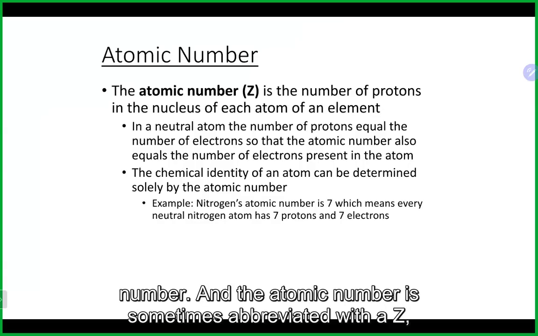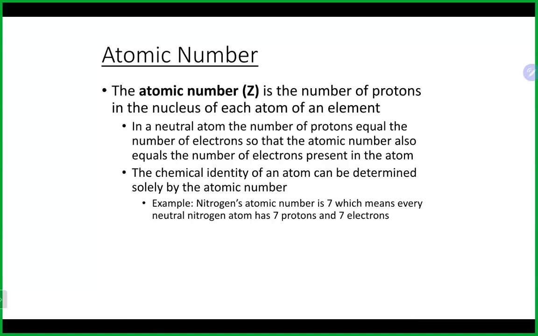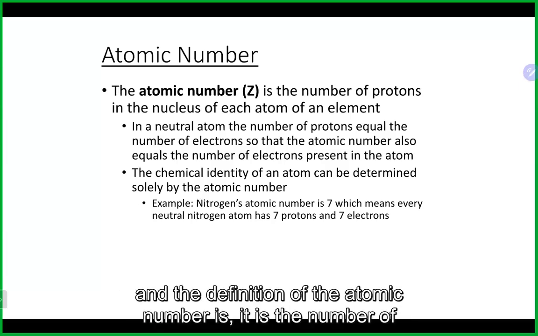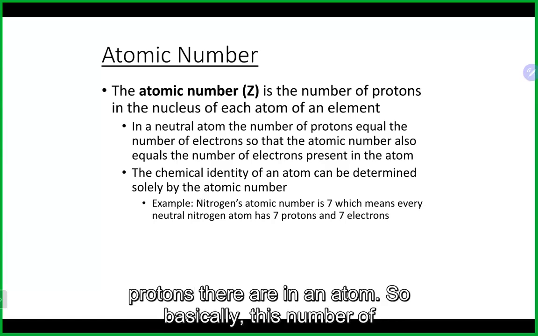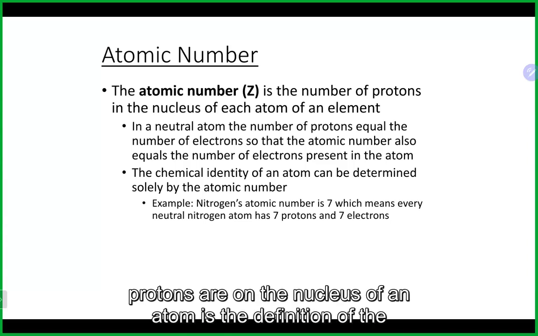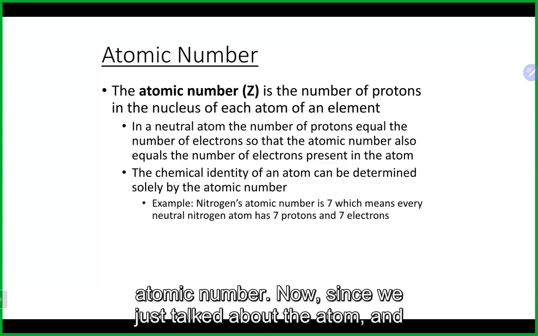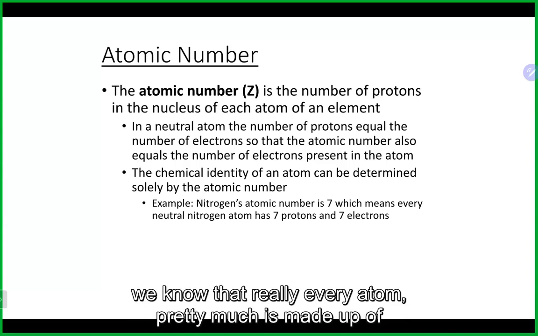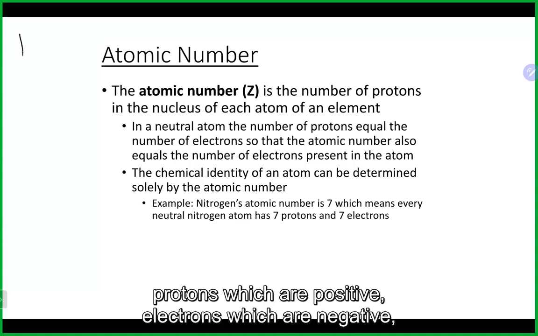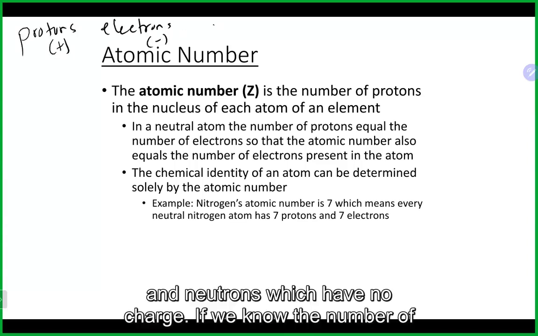So one important definition is the atomic number. The atomic number is sometimes abbreviated with a Z. The definition of the atomic number is the number of protons in an atom. So the number of protons in the nucleus of an atom is the definition of the atomic number. Now, we know that every atom is made up of protons, which are positive, electrons, which are negative, and neutrons, which have no charge.